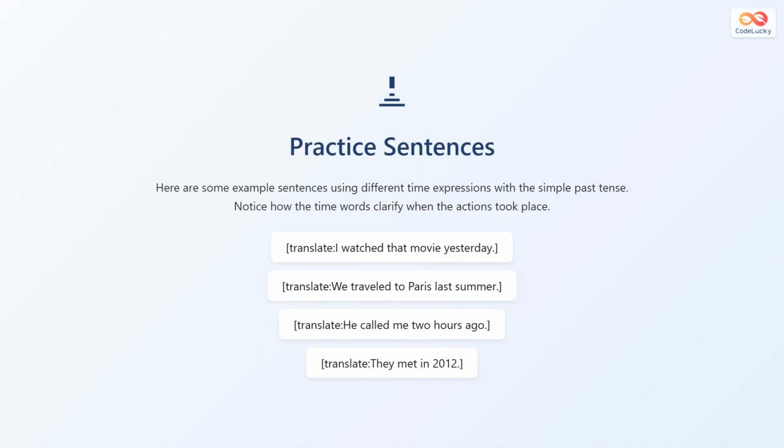Let's look at more examples using time expressions in the simple past tense. I watched that movie yesterday. We traveled to Paris last summer. He called me 2 hours ago. They met in 2012. Notice how each time phrase helps the listener know exactly when the action happened.